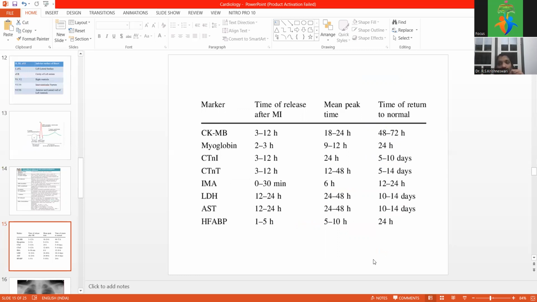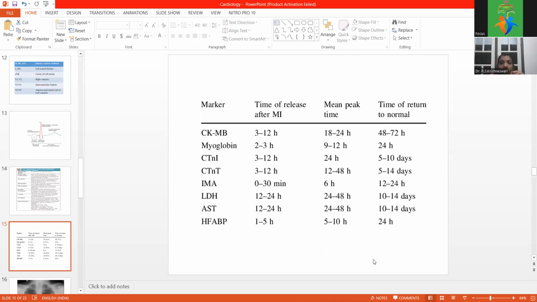This is regarding the cardiac biomarkers. The most important thing is CKMB, creatine kinase MB. These cardiac biomarkers increase when there is myocardial infarction, that is, when there is injury to the cardiac muscle. So CKMB time of release after MI is 3 to 12 hours after MI. Mean peak time is 18 to 24 hours, and time of return to normal is 48 to 72 hours.